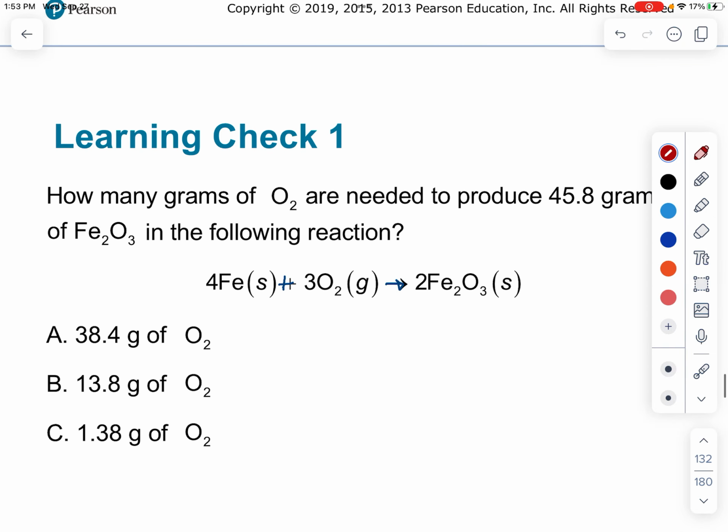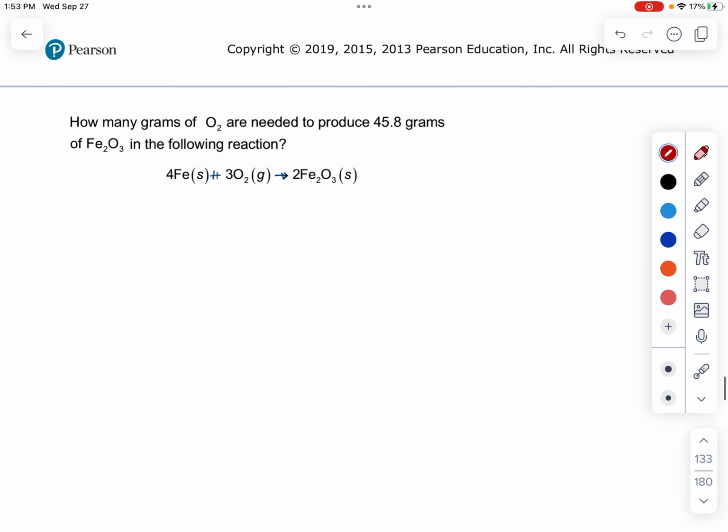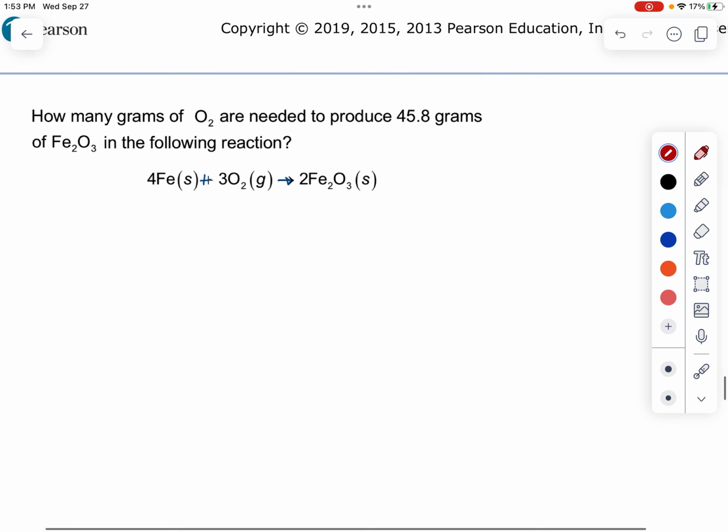And that's showing it stepwise. Let's do another one. How many grams of O2 are needed to produce 45.8 grams of iron 3 oxide? Okay, so I have a target actually, so it's 45.8 grams of Fe2O3.